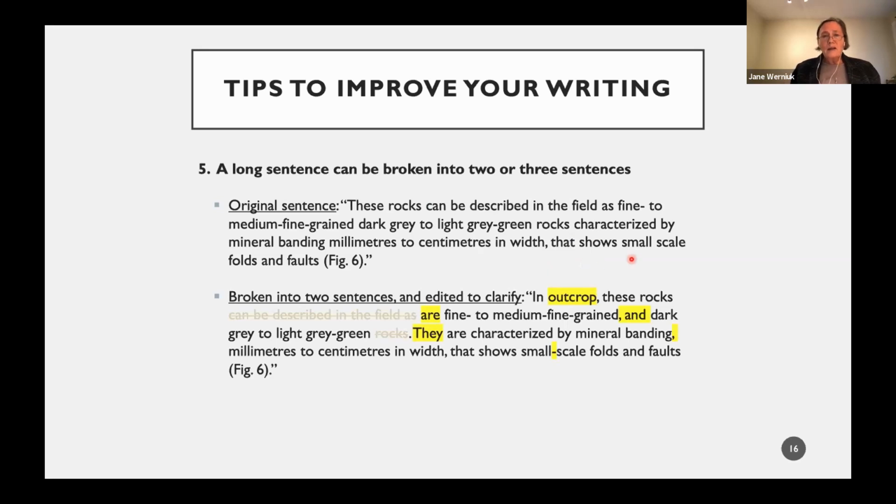In outcrop, these rocks are fine to medium grained and dark gray to light gray green. Period. They are characterized by mineral banding, millimeters to centimeters in width, that shows small-scale folds and faults. Figure 6. This is not a pretty sentence, but I think it's an improvement. So we can say that I've learned something over these years, I hope. Note my use of commas and hyphens to clarify meaning. I've just cleaned it up a bit, because those hyphens and commas help in understanding, I believe.